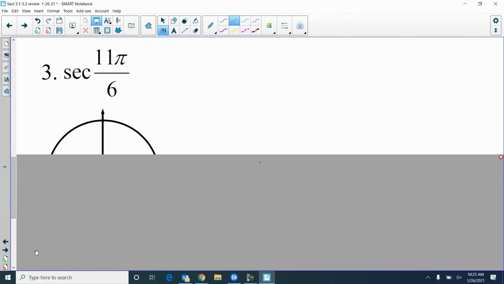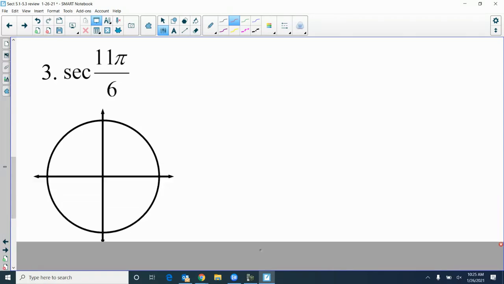All right, you'll also be given radians. So secant of 11 pi over 6. All right, take a second to think about that. You gotta work on it. Okay, all right, 11 pi over 6. Nathan, you know what that is off the top of your head? Where's that? No? All right, what's pi over 6? I don't know. You don't know?